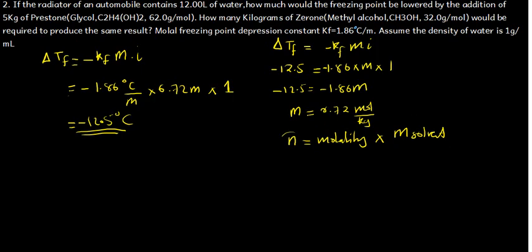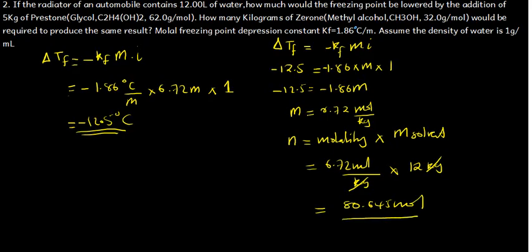So the number of moles is first what we want to get. The molality we've determined is 6.72 mole per kg, multiplied by the mass of the solvent, and the mass should be in kgs. We already determined the mass of water as 12 kg. This we already calculated earlier. So the kg and the kg go, and this is going to give us about 80.645 moles. So this is the number of moles of solute which you've added.